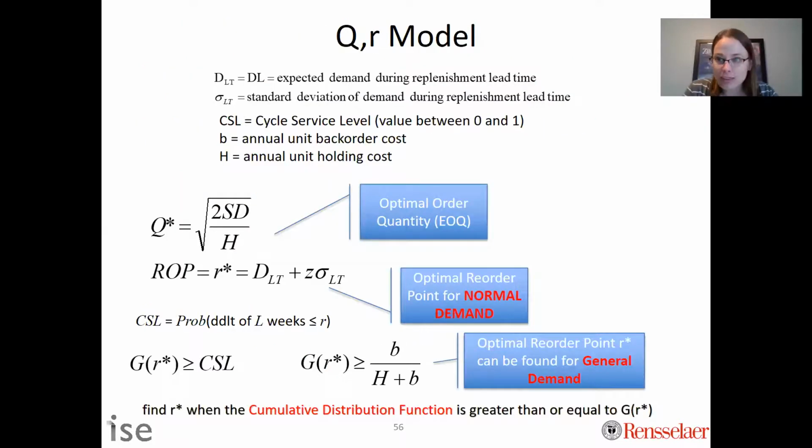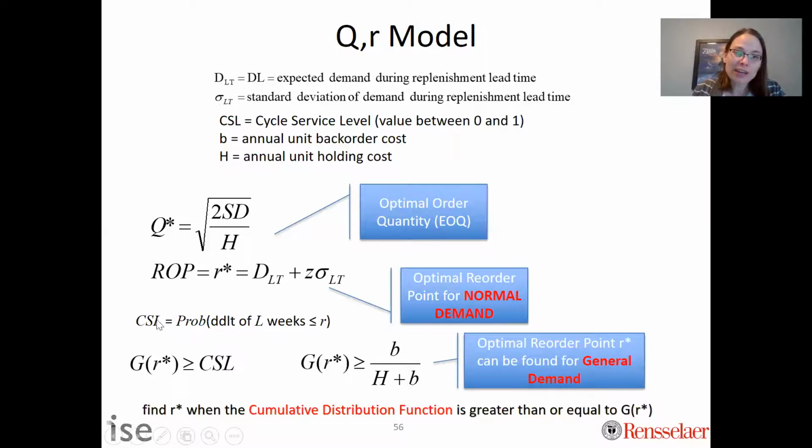You should be able to apply the QR model. That's also fair game on the final exam. So one thing I want to emphasize is if there's normal demand, we can use the Z statistic. If demand is not normal, you cannot use the Z statistic. So the Z statistic is only valid for the normal distribution. What is the Z statistic doing? It's really giving you a cumulative distribution function, and it's transferring the fact that we have these Z values for a normal distribution with a mean of 0 and a standard deviation of 1, and it converts it to any normal distribution that doesn't have a mean of 0 and a standard deviation of 1. But really what it's doing is providing a cumulative distribution function.